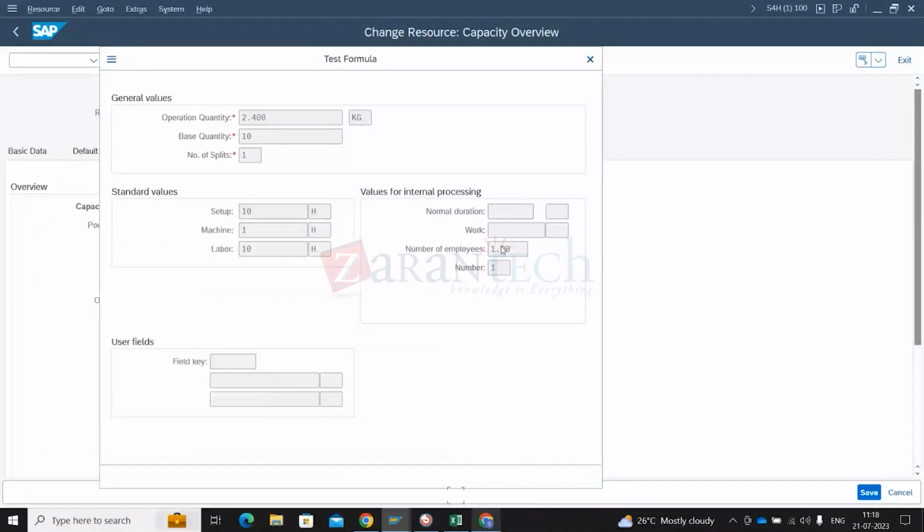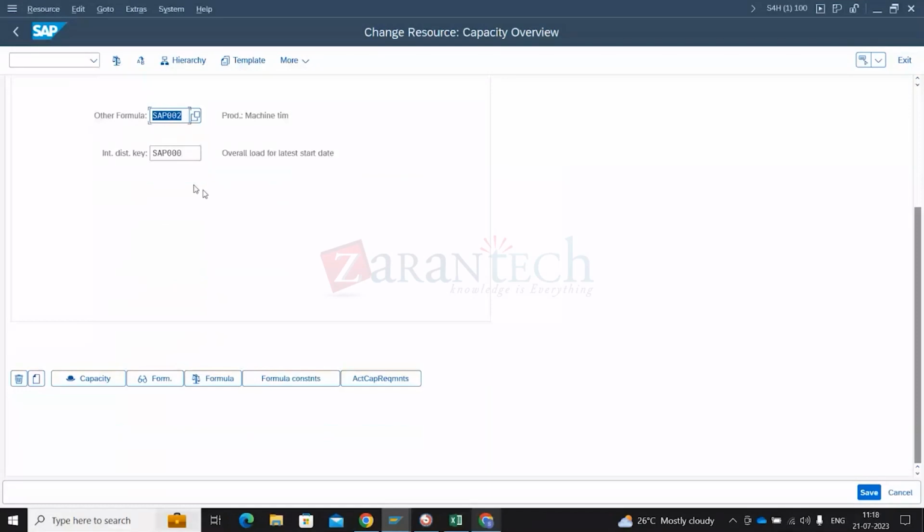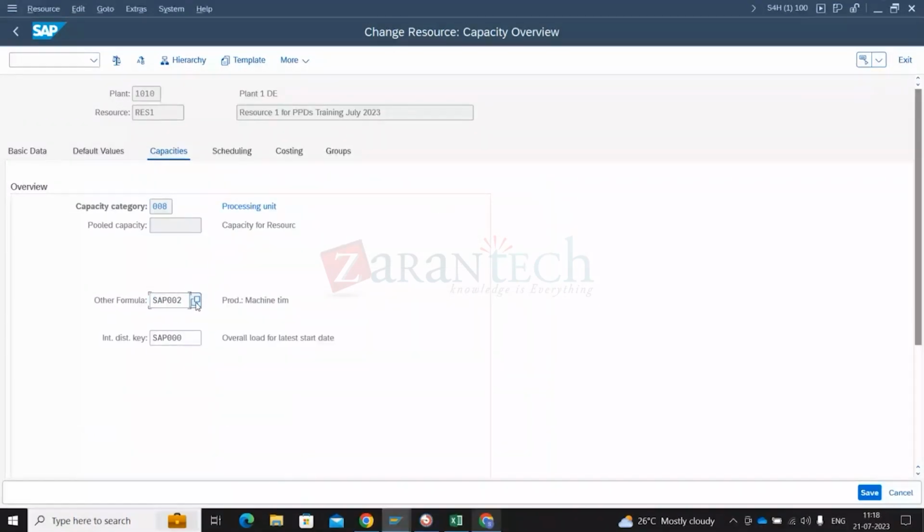Isn't that formula include the setup times and all? Did we see the formula? We have operation quantity, base quantity, operation splits only, and machine time only. Okay, so this formula is not considering the setup times. You see, only machine times is what it's considering. Let's see if we have another formula which can consider the setup times also.